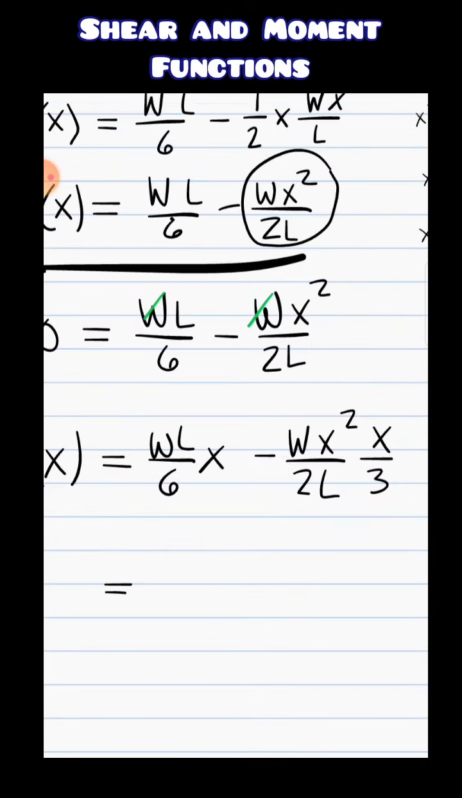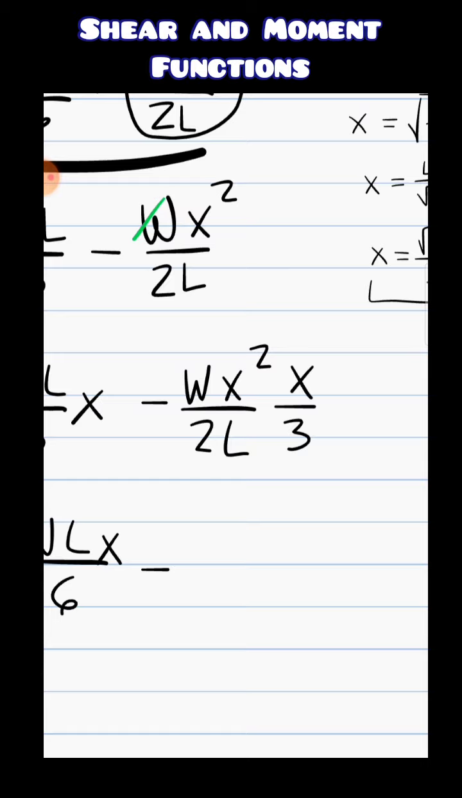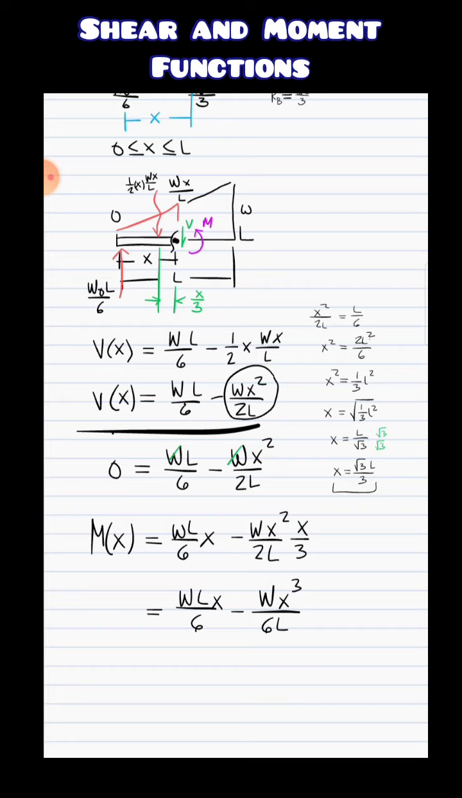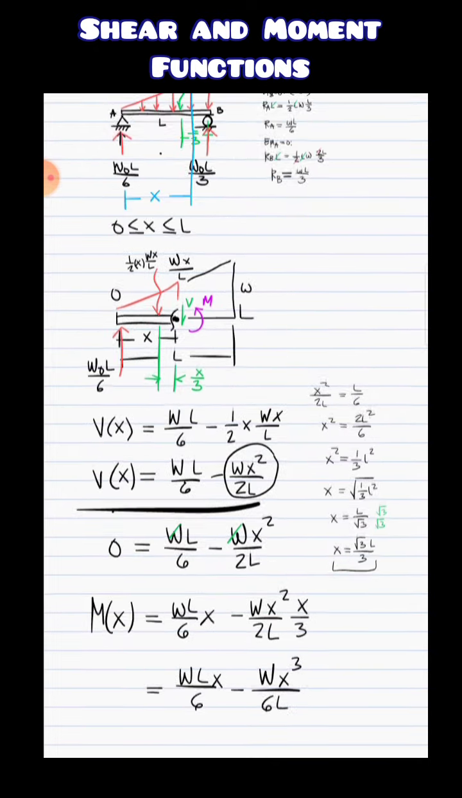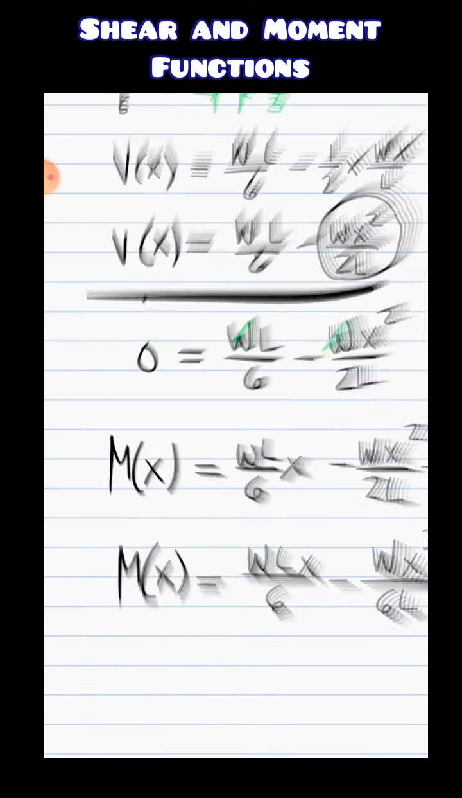We simplify a little bit further. We're going to have WLx over 6 minus Wx cubed over 6L. As you can see, it's obvious that here we have a second degree curve, while here we have a third degree because of this. So it's pretty convincing that we haven't yet made errors, right? Our computation from the top is still correct. So this is our moment function.